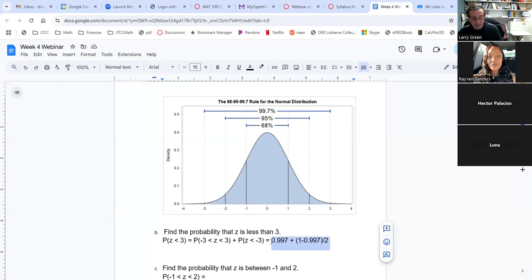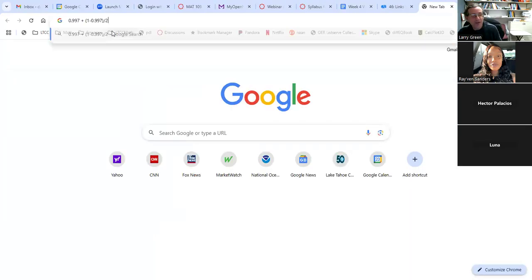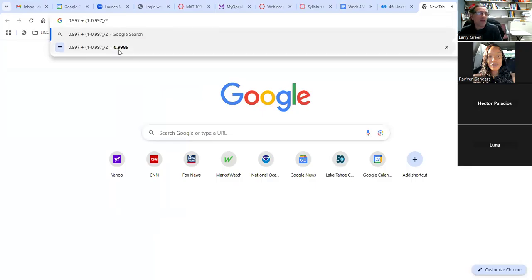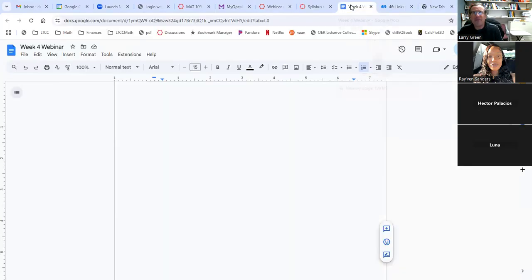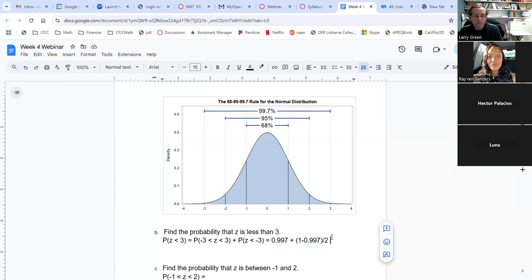And then you can just pop it in a calculator. I think I'll just do that. Google's good about calculators. And it gives me 0.9985. Any questions on the process of coming up with that? The little geometry, kind of putting areas together, pulling them apart, that kind of stuff. Any questions?